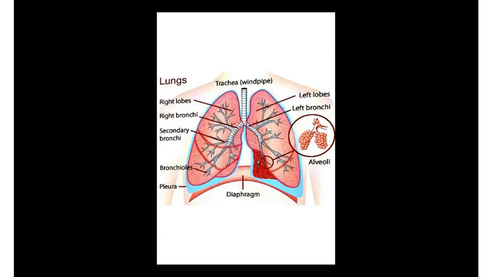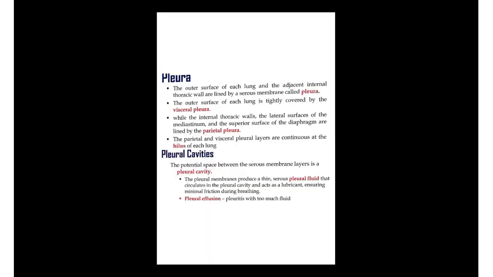Now you can see on both sides there is a blue covering. That blue covering is your pleura. Clear? The fluid is called pleural fluid, and the membrane which covers is your pleural membrane. The parietal and visceral pleura layers are continuous at the hilum of each lung.